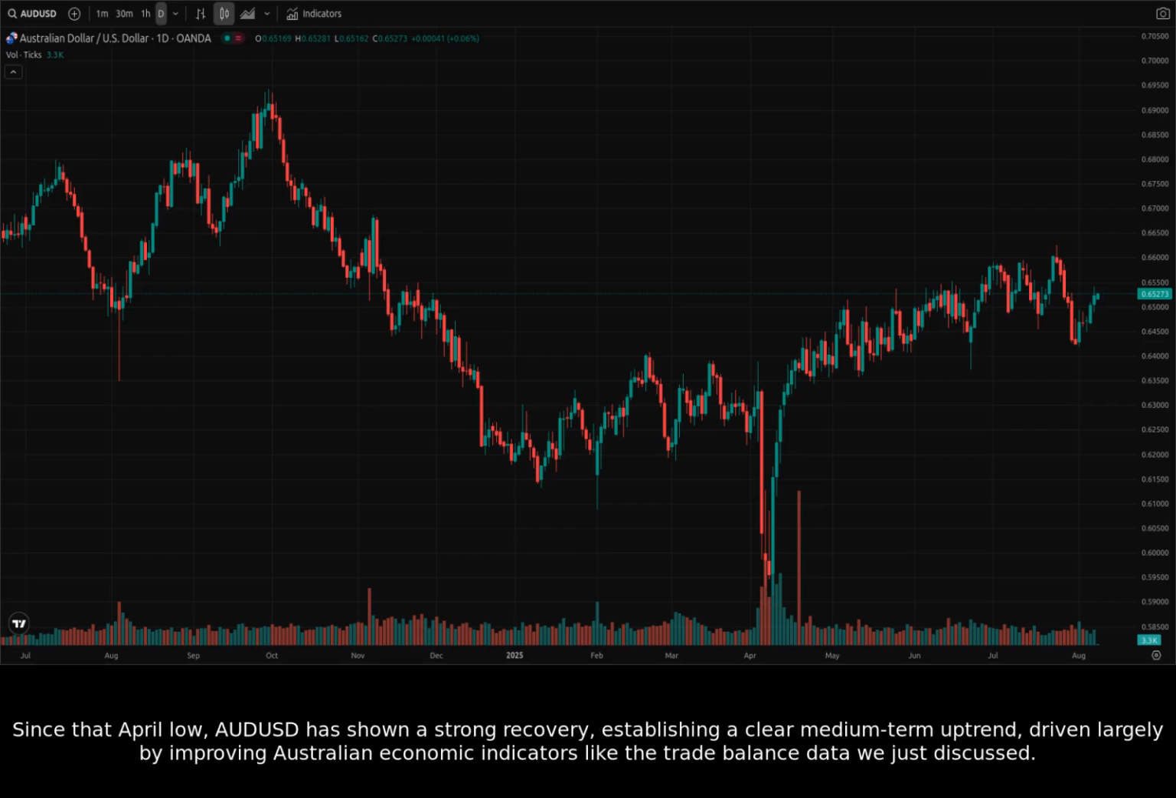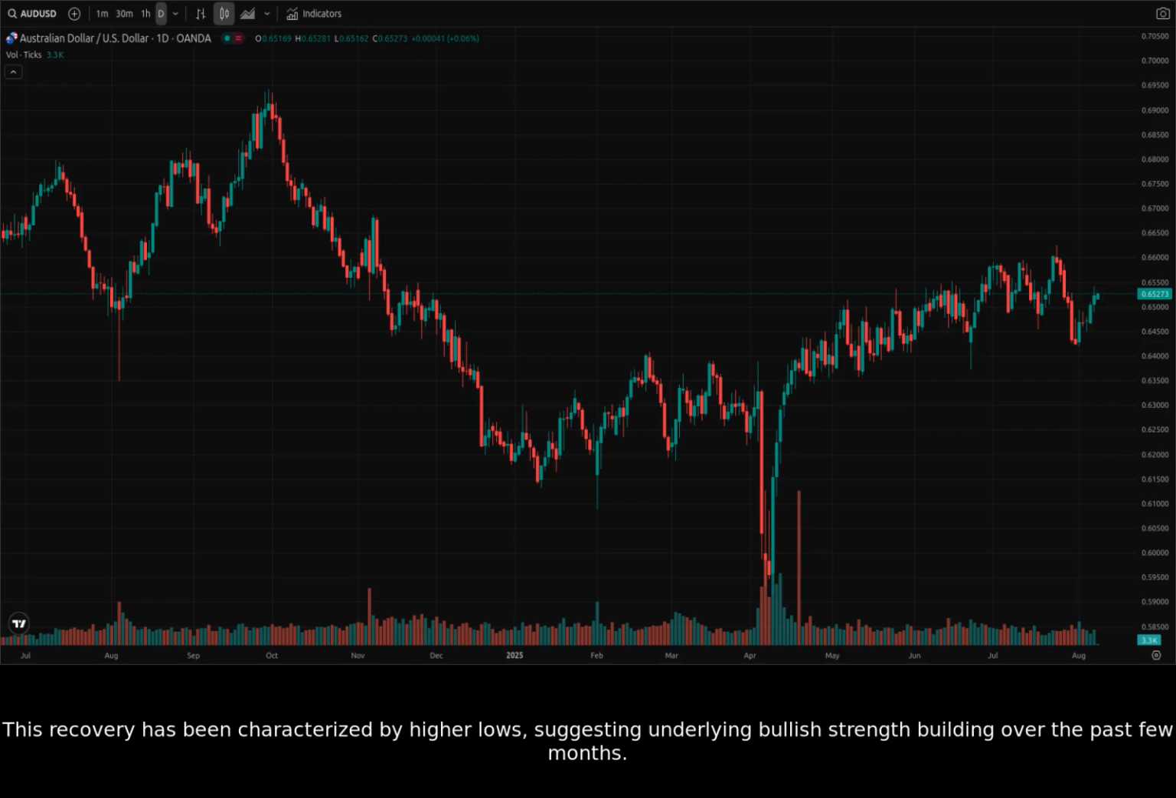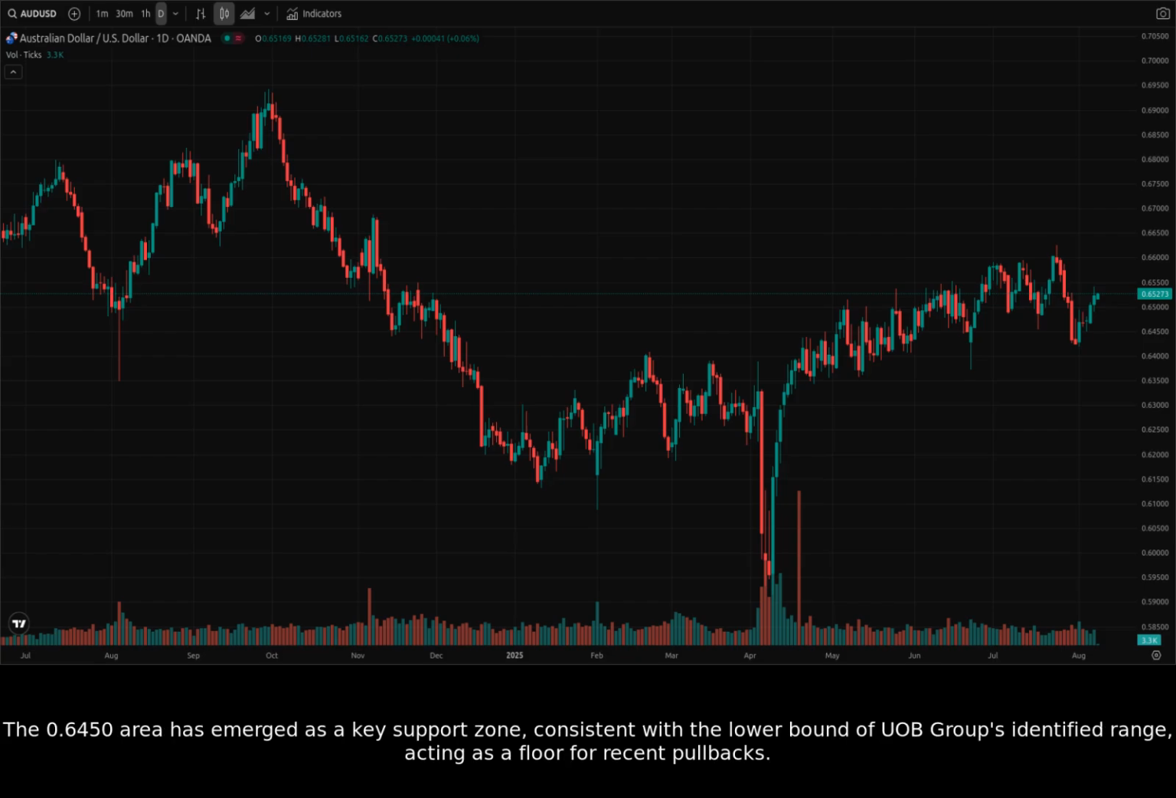Since that April low, AUDUSD has shown a strong recovery, establishing a clear medium-term uptrend, driven largely by improving Australian economic indicators like the trade balance data we just discussed. This recovery has been characterized by higher lows, suggesting underlying bullish strength building over the past few months. The 0.6450 area has emerged as a key support zone, consistent with the lower bound of UB Group's identified range, acting as a floor for recent pullbacks.